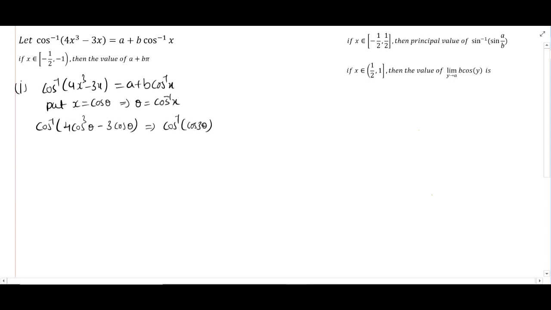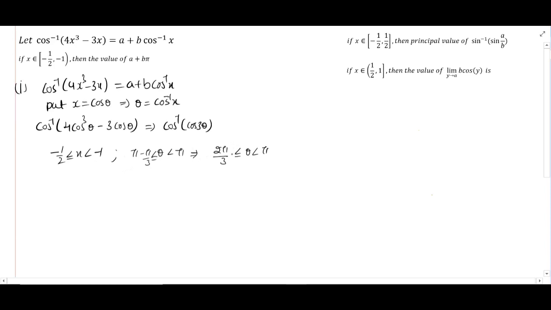We know that the principal branch of cos is 0 to pi, so that is based on the value of x belongs to minus 1 to minus 1 by 2. Okay, so we have converted this into theta, so we need to check where the theta is lying. So minus 1 is pi and minus 1 by 2 is pi minus pi by 3. So theta will be in 2 pi by 3 to pi.